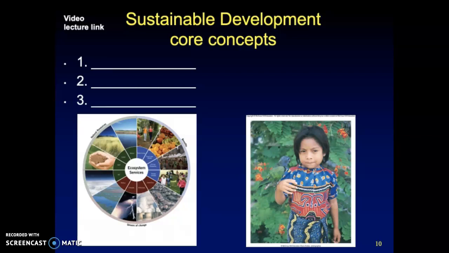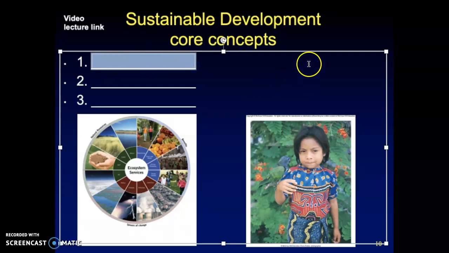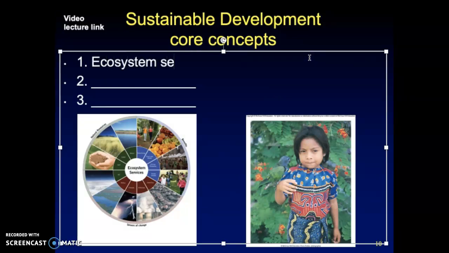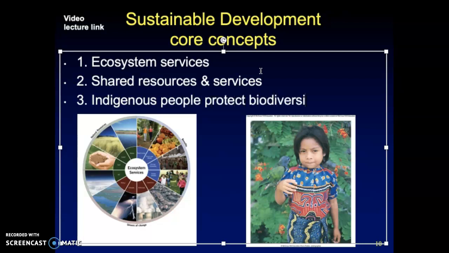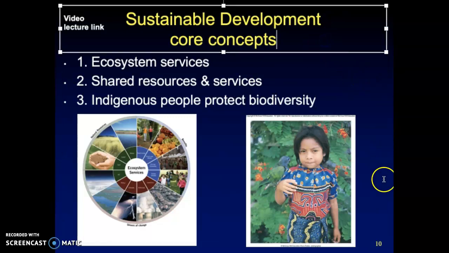So we left off in class talking about sustainable development and those core concepts. So just reiterating, refreshing, and reminding everybody, when we look at core concepts of environmental science and sustainable development, we want to look at ecosystem services. What does an ecosystem provide for us? Medicine, food, natural resources, etc. Are the resources shared? And are the services provided by ecosystems shared? And then, if they're available, can we work with indigenous populations?